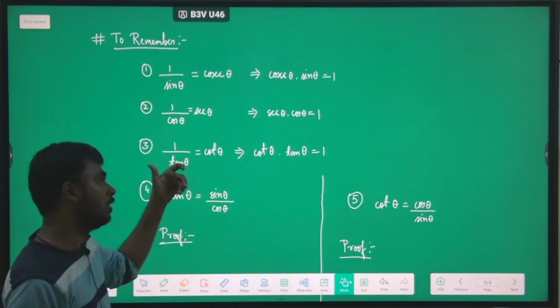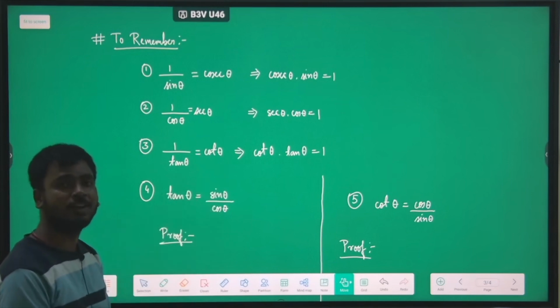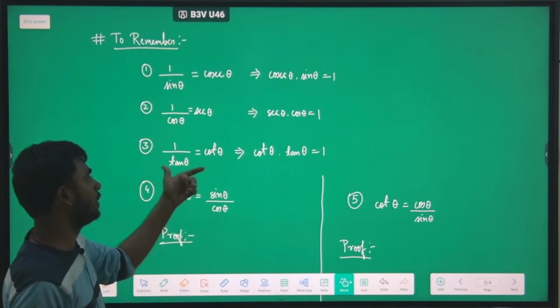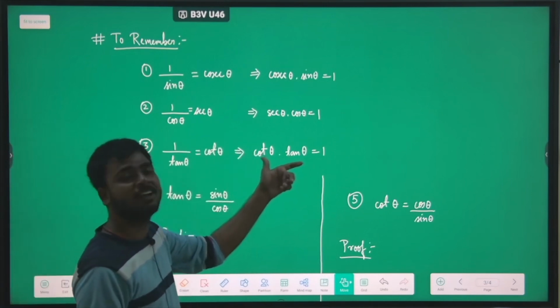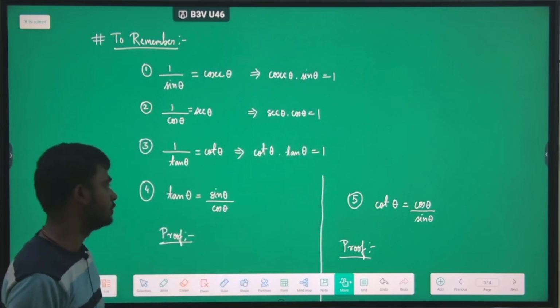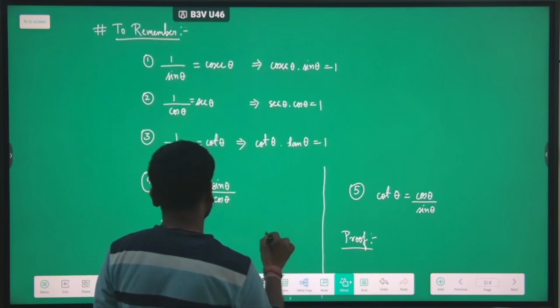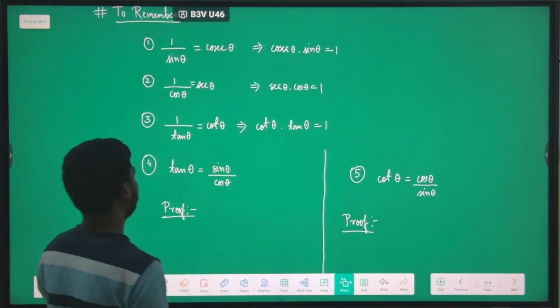Similarly, 1 upon tangent of angle theta will be equal to cotangent of angle theta. So cotangent of angle theta into tangent of angle theta will be equal to 1. This is our next part.